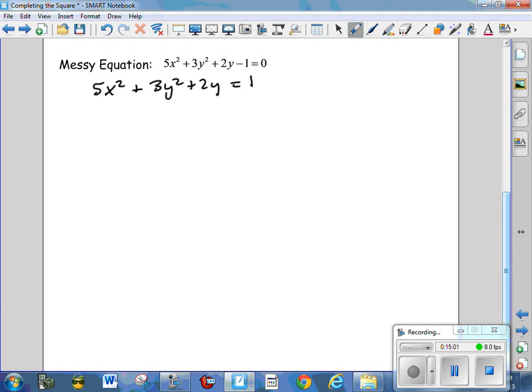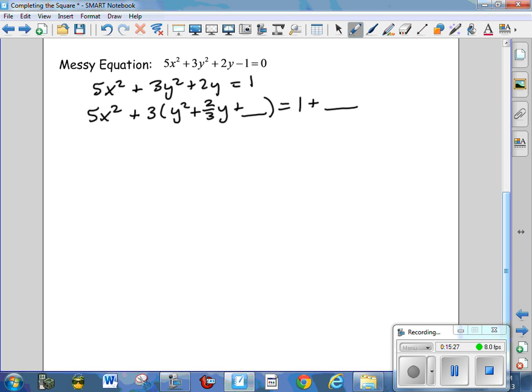Now I could think of the 5x squared, well, I'll skip that for a second, just leave it alone because there's really nothing to factor out there. Factor out a 3, and I'm going to have y squared plus, well, if I divide 3 by 3, I get 1. If I divide 2 by 3, I get 2/3. Y plus blank equals 1 plus blank. I'm only adding one thing, so I only need one blank.